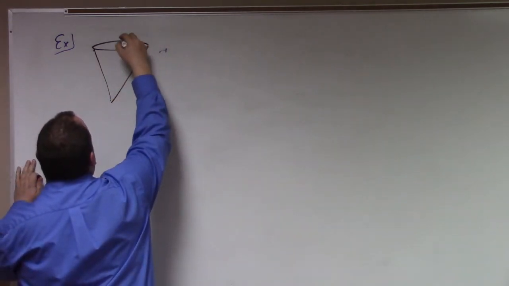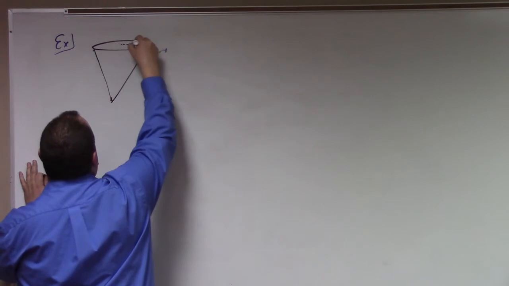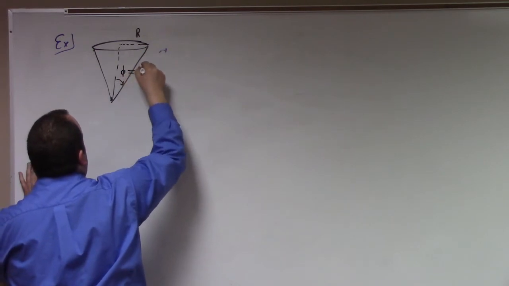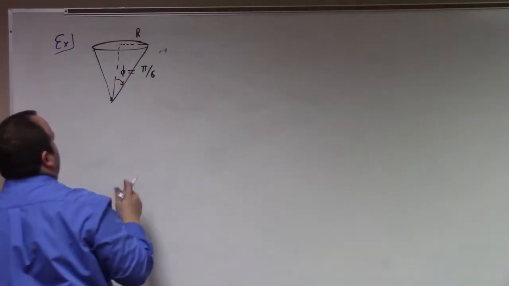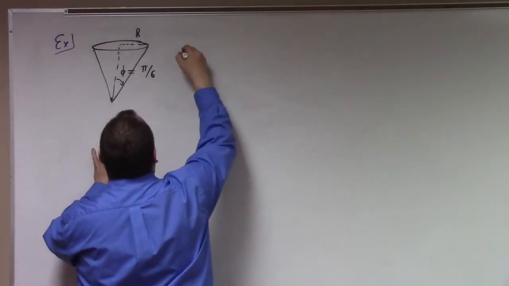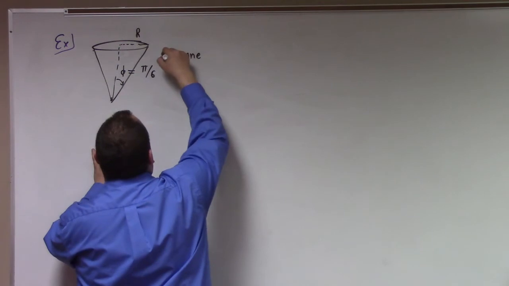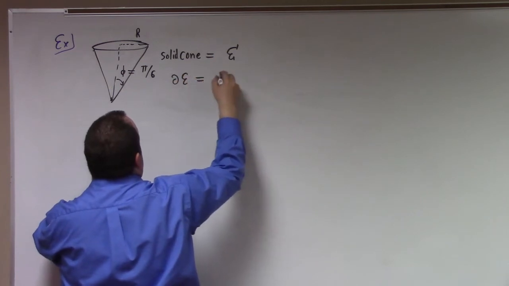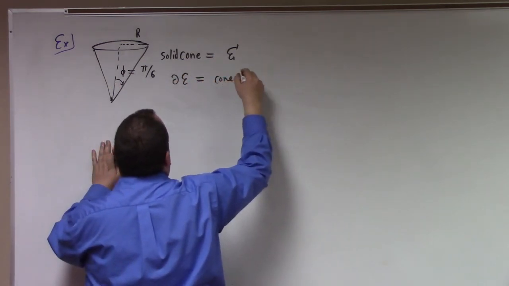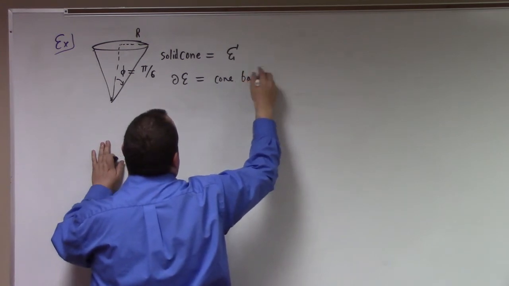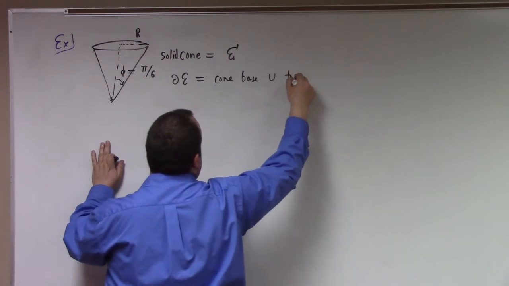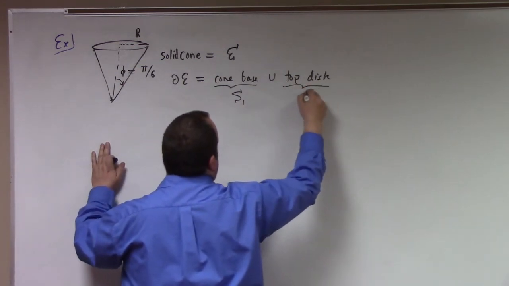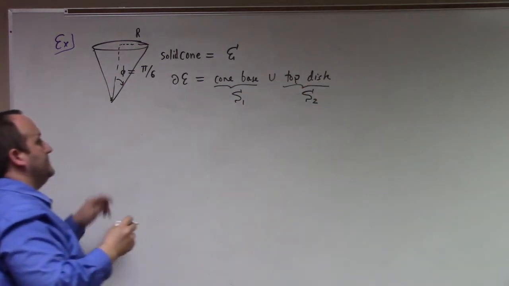Okay. Sorry about that. So this is the cone I was interested in. And let's say it has radius r, and let's suppose it has angle phi equal to pi over 6, all right? So that's the cone I had in mind. So let's say the solid cone is E. The boundary of E has two pieces, right? It's got the cone base, let's say, and it's also got the top disk, right? Let's call this thing S1. Let's call this thing S2 for the sake of discussion, right?